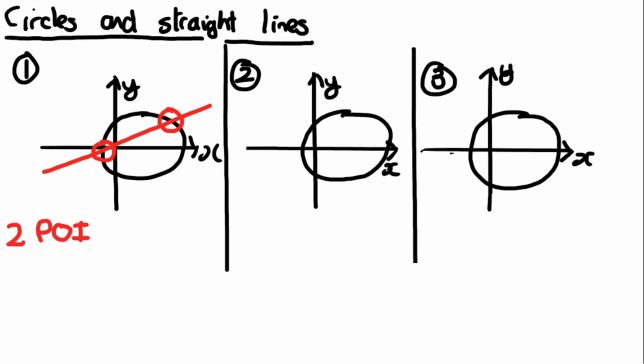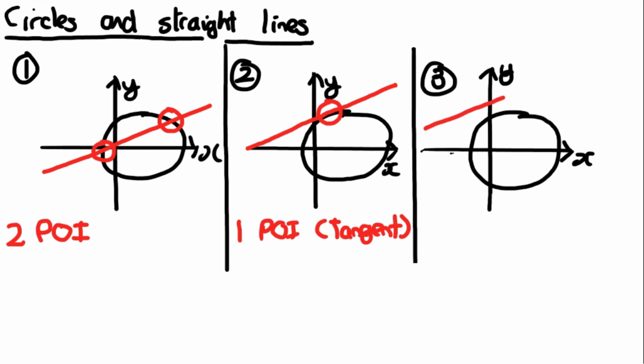The second possibility is that the straight line touches the circle once on its edge. It doesn't go through the entire circle like before, but it touches the circle once, and there is 1 point of intersection, and this is a tangent to the circle, and we're going to discuss more about tangents in the next video. And the third possibility is that the straight line doesn't pass through the circle, so there are 0 points of intersection.